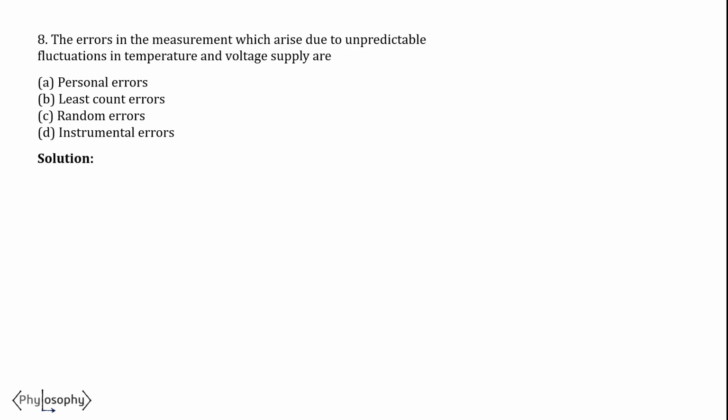Our next problem is, the errors in the measurement which arise due to unpredictable fluctuations in temperature and voltage supply are, and these are the four options: personal error, least count error, random errors, instrumental errors. Now in this question, the most important phrase is unpredictable fluctuations. Unknown and unpredictable changes in the experiment cause random errors. Therefore, option C should be the correct answer.